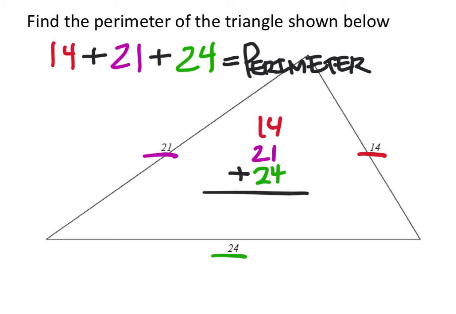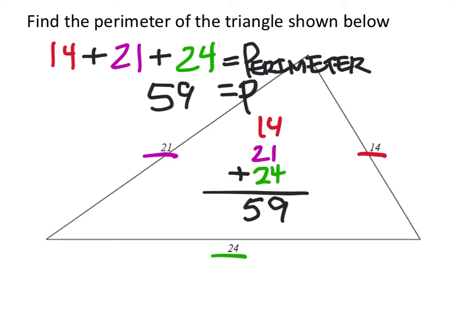So red 4 plus the purple 1. I'm in the ones place value. That's 5. 5 plus the green 4 is 9. So that's our ones place value. Now the tens place value, the red 1 plus the purple 2 is 3. 3 plus the green 2 is 5. So the perimeter on this one, P, is 59.